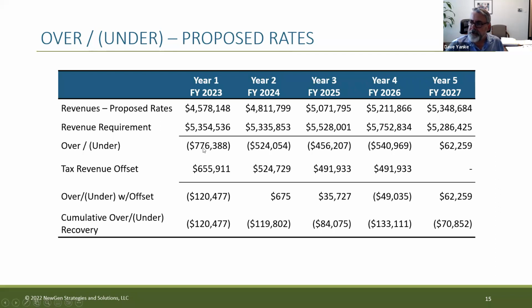Your under-recovery, you're still going to under-recover $776,000 in 2023. You're just starting the rate increases, but you can see your under-recovery goes to 524,000, 456, 540, and then you're actually at positive cash flow, operating fully 100% on user fees over a 5-year transition. That allows you to then wean off the tax revenue offset, the tax levy. Right now, you're at about 655 grand.